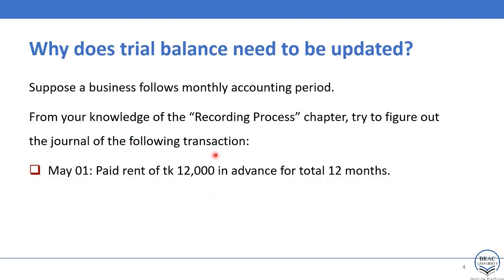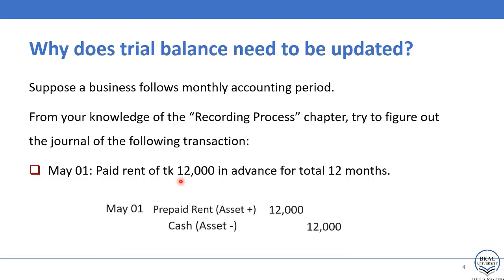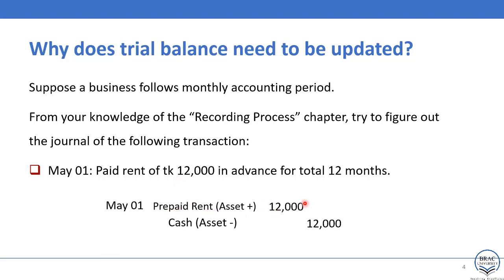Based on your learning from chapter 2, I am sure that you can easily guess the journal for it. Which account should be debited? Is it an asset account or an expense account? Exactly. Because we have just paid the rent in advance. Still we haven't received any service on May 1. So rather than considering it an expense, we have to record it as an asset. So prepaid rent, which is an asset, should be debited. And since we have paid cash of 12,000, cash, another asset account, needs to be credited. Because when asset accounts are reduced, we credit them.